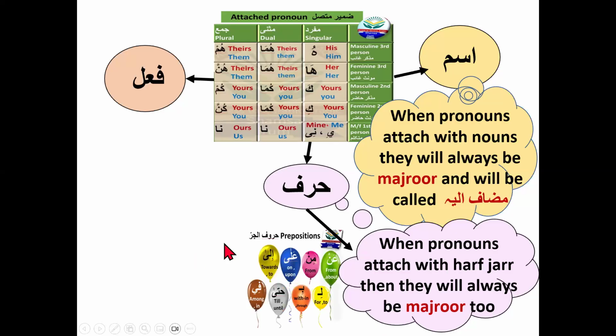Okay, here I gave the picture for the harful jar, which are 8 total. Harful jar are 11. From the 11, there are 8 harful jar that come with the pronouns. Not all 11 of the harful jars attach with the pronouns, only these 8 attach with the pronouns.